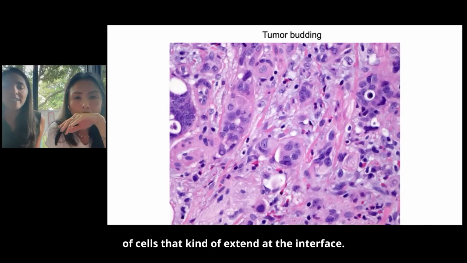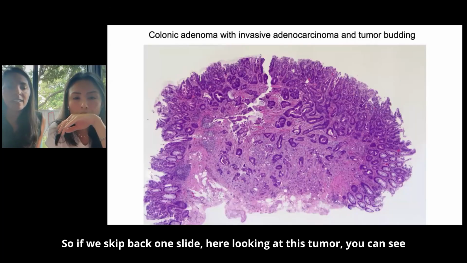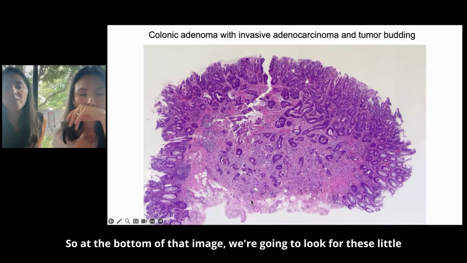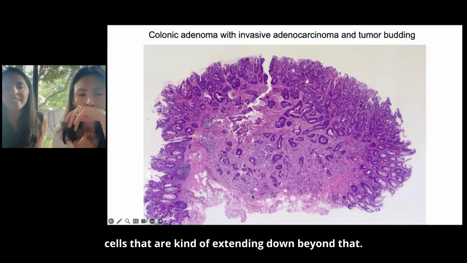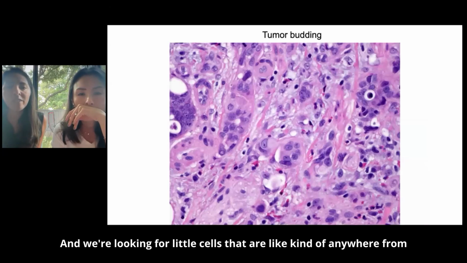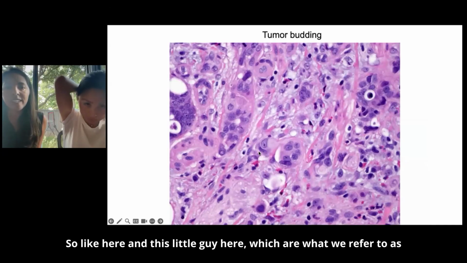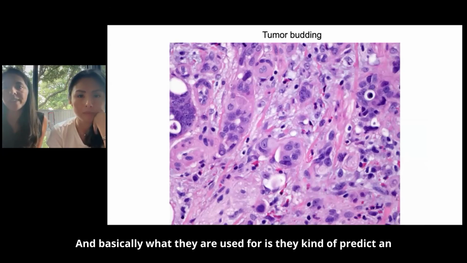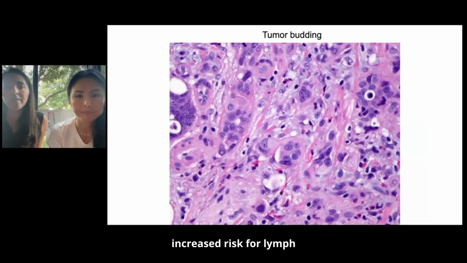extend at the interface. So if we skip back one slide here, looking at this tumor, you can see kind of the end of the adenocarcinoma is down here at the bottom of the image, right? So at the bottom of that image, we're going to look for these little tiny nests of tumor cells that are kind of extending down beyond that. And so this is an image from that area. And we're looking for little cells that are anywhere from 1 to 5 cells. So like here and this little guy here, which are what we refer to as tumor buds. And basically what they are used for is they kind of predict an increased risk for lymph node metastasis.